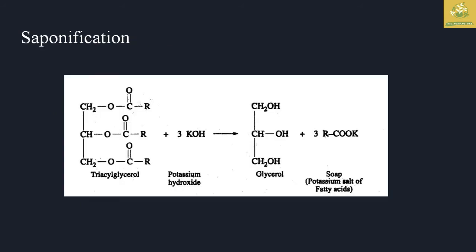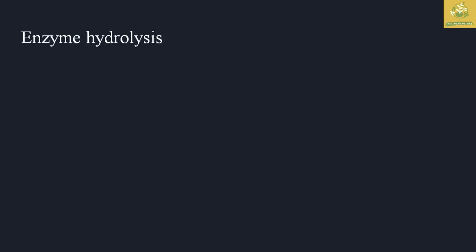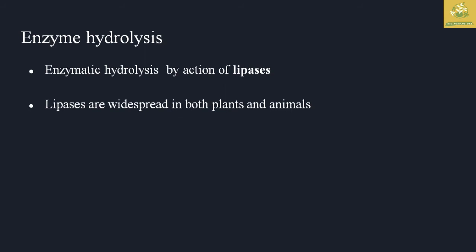I have given the picture of the saponification process, where triacylglycerol, which is a fat, and potassium hydroxide, which is an alkali, react and form a glycerol molecule as well as soap, the potassium salt of fatty acids. After saponification we are going to see enzymatic hydrolysis. Enzymatic hydrolysis of fat is mainly done by the action of lipases, which are widely spread in both plants and animals.